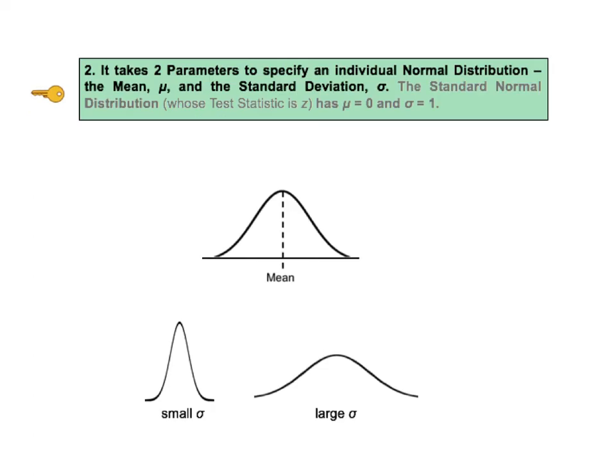Key to understanding 2 starts out by saying that it takes 2 parameters to specify an individual normal distribution, the mean, mu, and the standard deviation, sigma. The mean tells us where on the horizontal axis the center is located, and the standard deviation tells us whether the distribution will be tall and narrow or short and spread out.